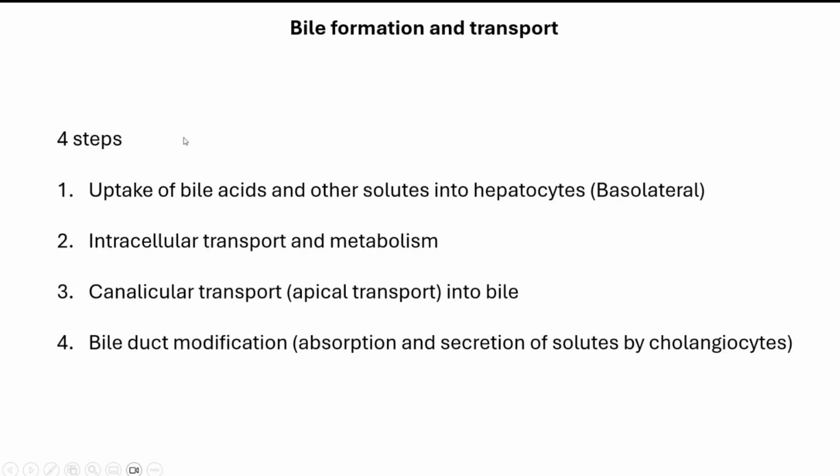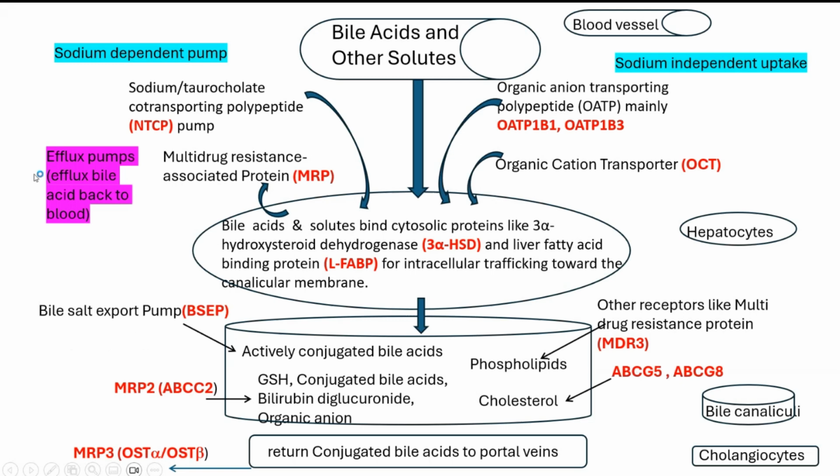So, four steps are involved: uptake of bile acids and other solutes into hepatocytes; intracellular transport and metabolism; canalicular transport, that is apical transport into bile; and bile duct modification, absorption and secretion of solutes by cholangiocytes. Everything is summed up in this slide.